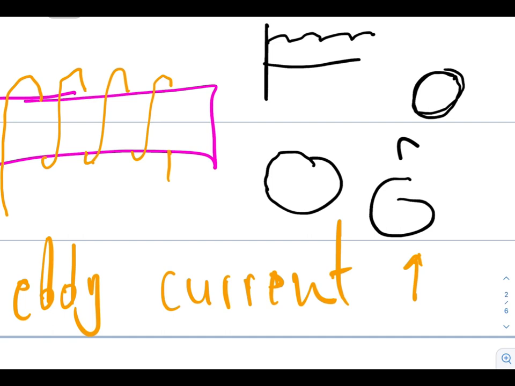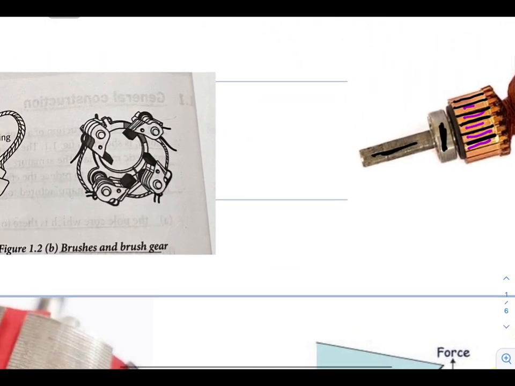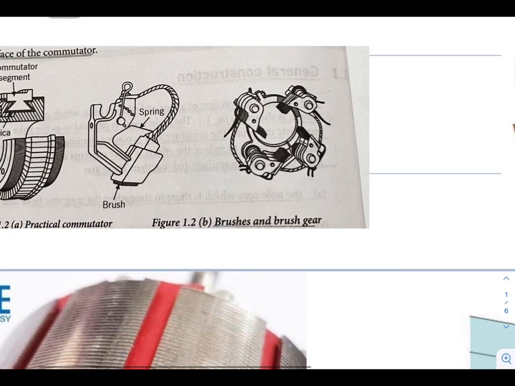Then what we also have are the brushes. The brushes must be attached to this commutator, which slides against these brushes. What keeps the brushes in position? It is the brush gear. The brush gear makes sure that our brushes stay in position and do not move, because once they move, we can get arcing.